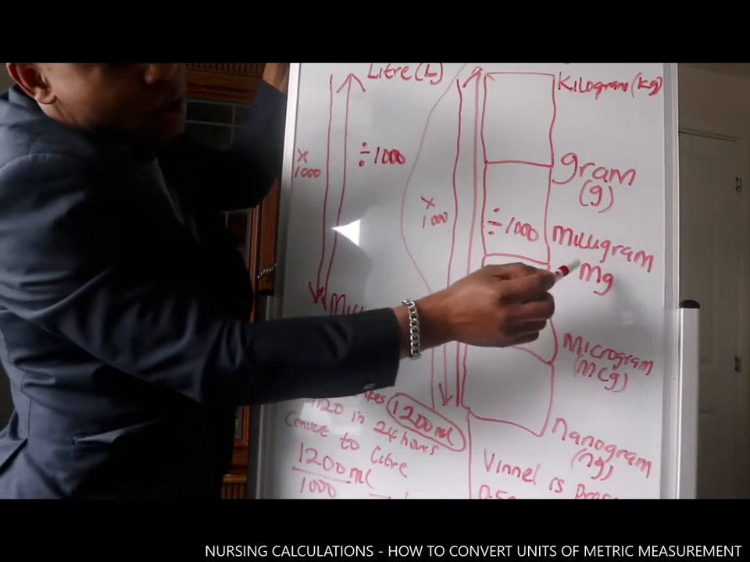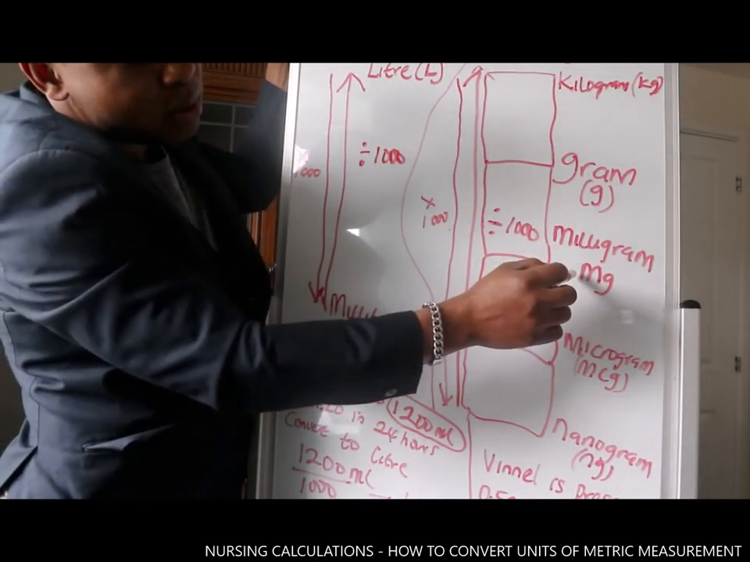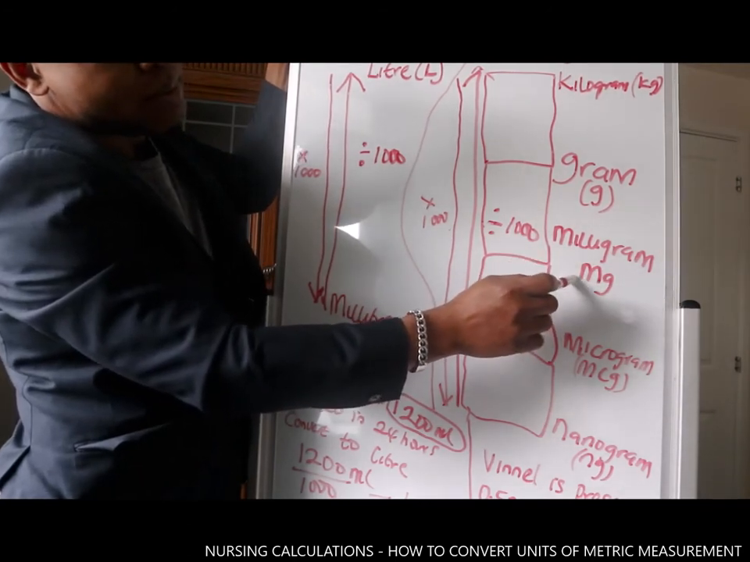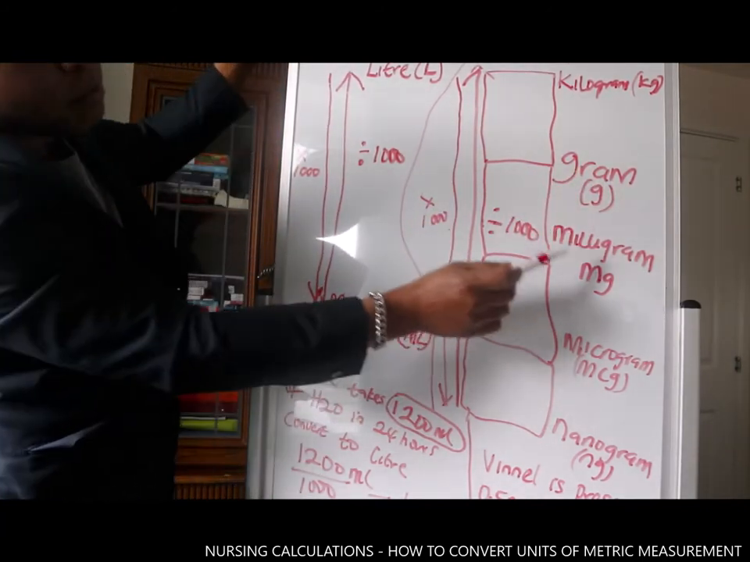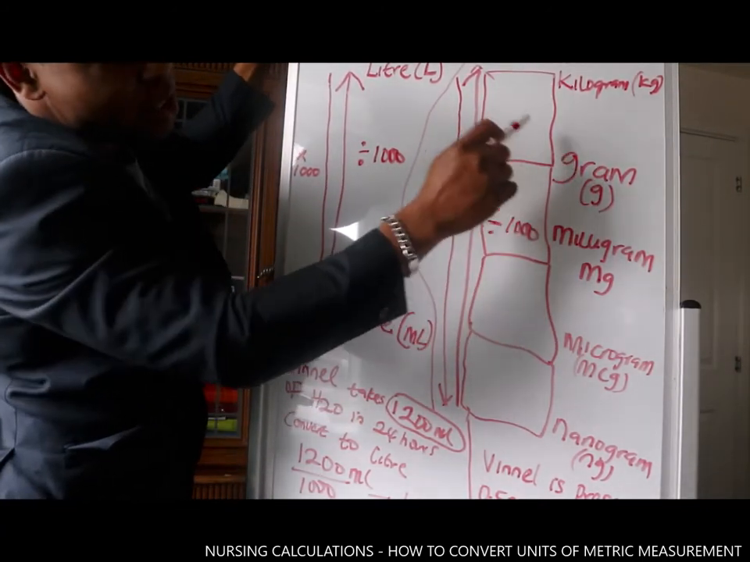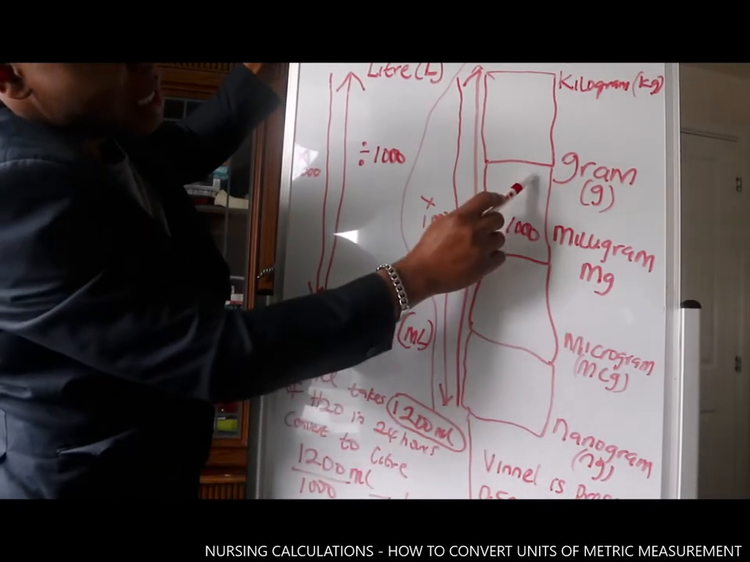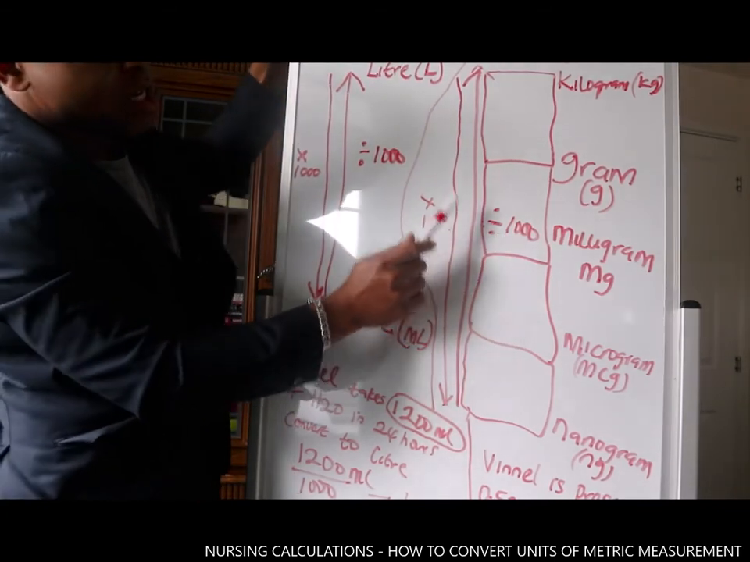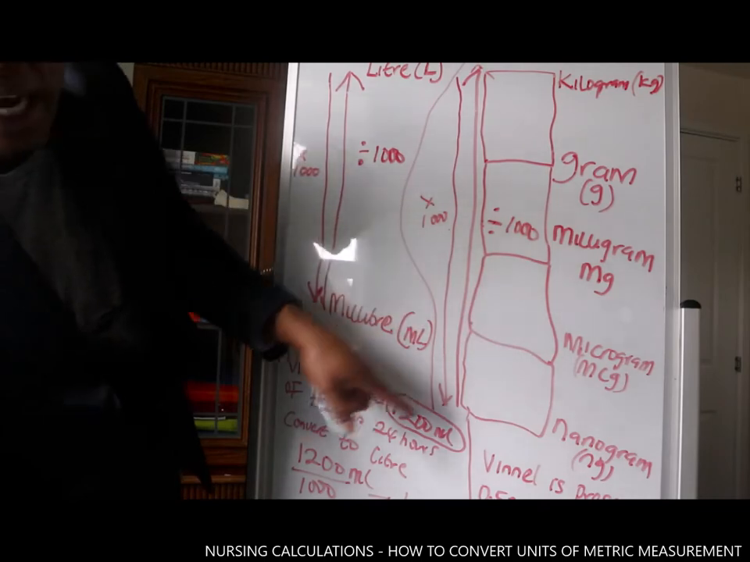If they give you 300 milligram, then you divide to get a gram. So coming from smaller size to big size, you divide. This is divided by 1,000. But from big size to smaller size, you multiply.